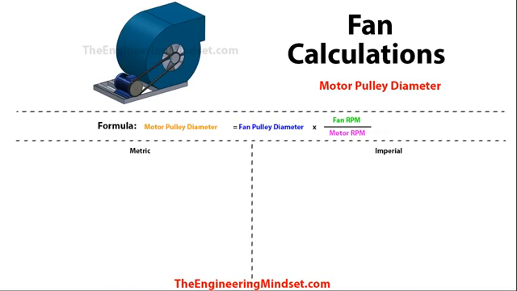So the next thing we can calculate is the motor pulley diameter. Now there could be various reasons why this has changed. Say there's a new motor being replaced, etc., a new fan has come in. So you want to know what diameter that pulley needs to be to achieve the correct airflow rate. And for that we'll use this formula here.